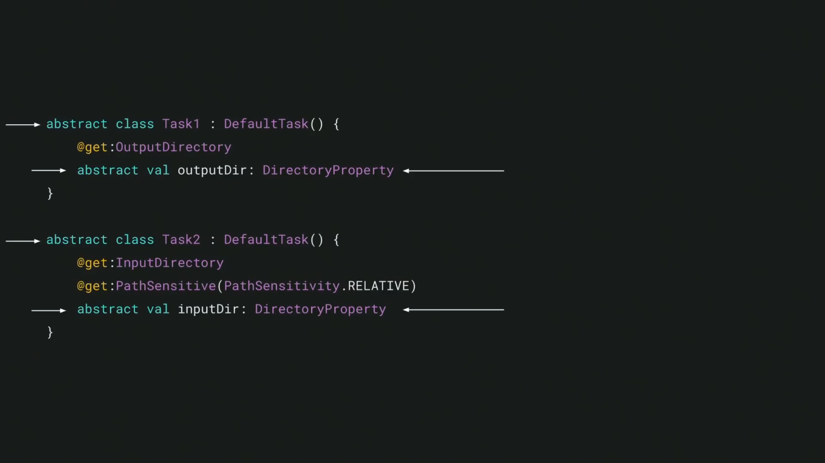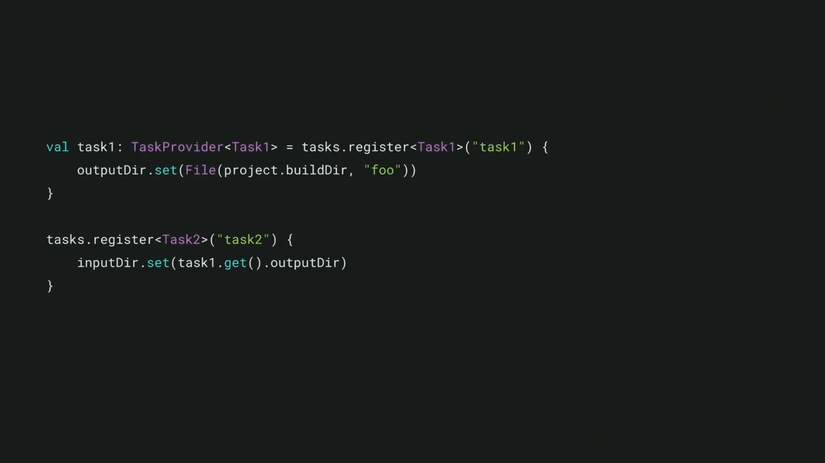Oh, and by the way, you see that it's actually a directory. There is a matching regular file property, so your API is more precise. And you cannot link two tasks, one that generates a directory, the other one that reads a file, anymore, because it's type safe there. So setting up task one, it's very similar. Output dir, set, and then the value. So no difference there. On task two, what I'm doing is the same way I did with the task and the extension earlier, where I'm setting on one property the other property directly to make a link between them.